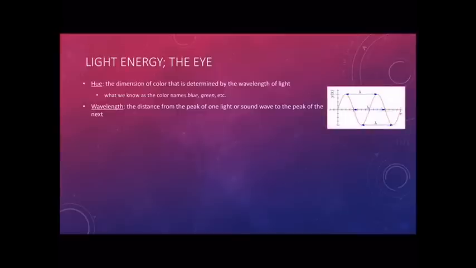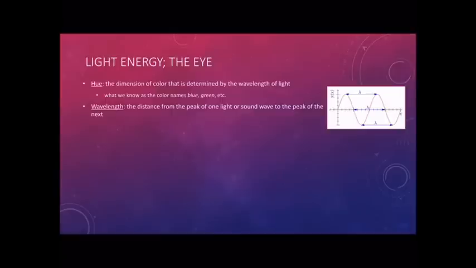So now we're moving into vision. Hue has to do with color. Hue is just synonymous with color. So the hue of a light is what we're going to call red, blue, green, orange, those sorts of things. Hue is color, and know that hue is determined by wavelength.